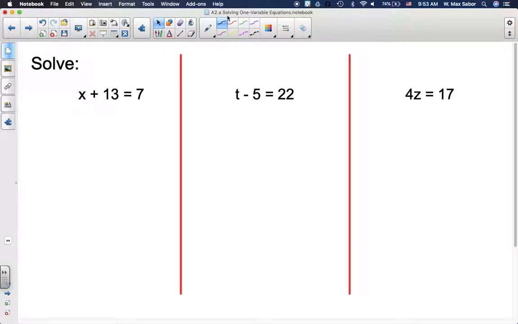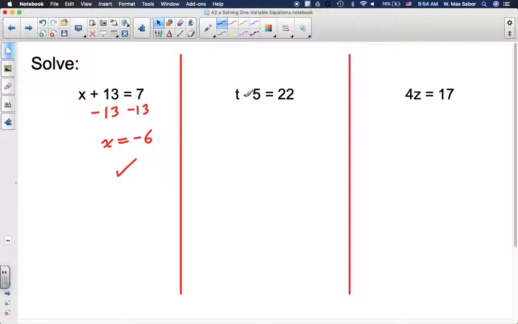Here we have the left side is simplified, the right side is simplified. So the only thing we should do is to do something to both sides of the equation. Usually it makes sense to do the inverse operation. Here we're adding a positive 13, so I'm going to subtract positive 13 from both sides, getting x equals negative 6. And negative 6 plus 13 is 7.